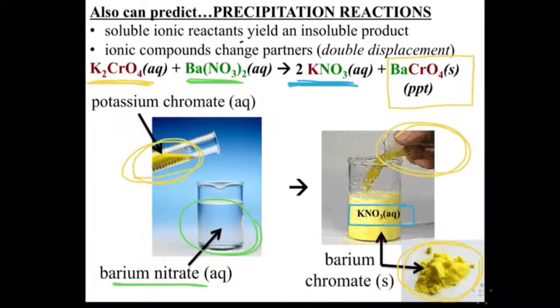And this is a useful precipitation reaction because if we just get the aqueous liquid out of there, we're left with our solid barium chromate. This is similar to what you saw in the reaction in your lab during experiment 7.